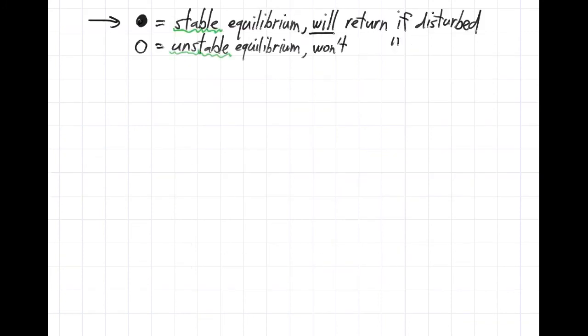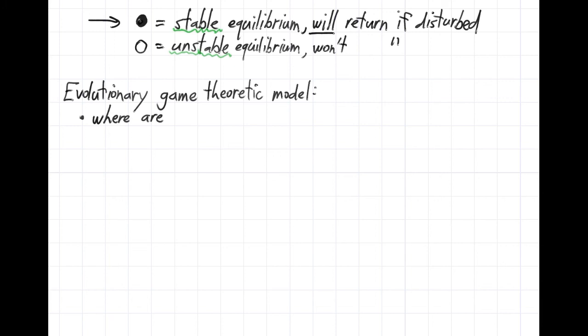Okay, so we've come a long ways. We've started with the simple population model, then we added evolution, and we've got this moderately interesting evolutionary model, but there's still no game theory in it. There's no games going on. So let's add that now to create a full evolutionary game theoretic model. So the question that arises is, where are the games in this model?